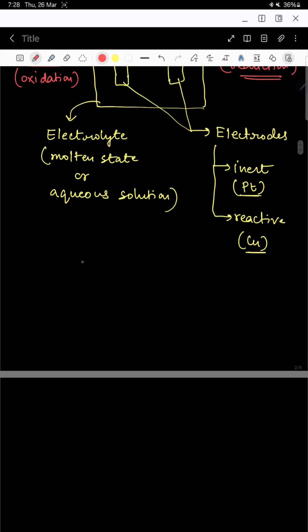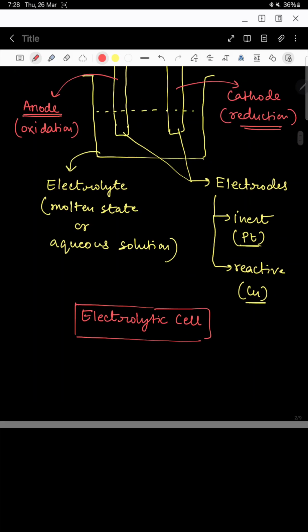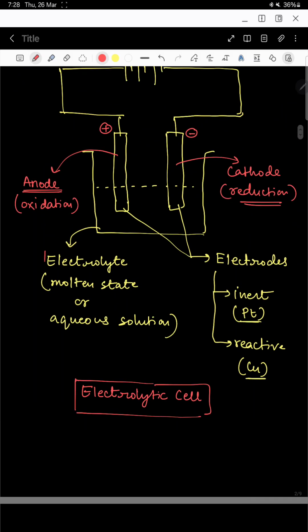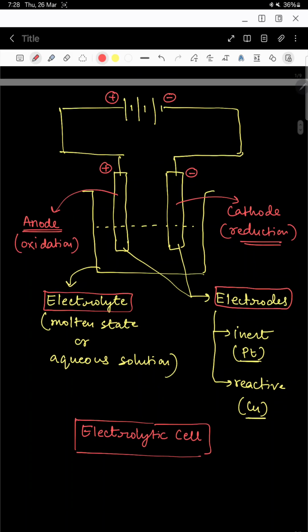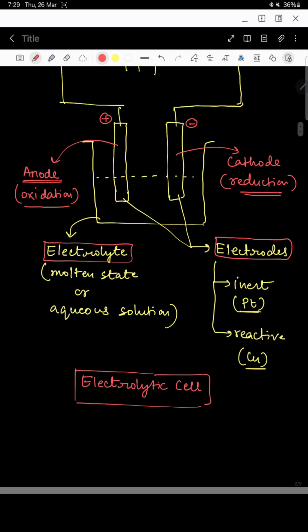So this setup is called an electrolytic cell. It has a few components. First one is the electrolyte, that can be in molten state or aqueous solution. The two rods are called electrodes. The one on the left hand side is the anode, that is positively charged, and oxidation takes place at the anode. The one on the right hand side is the cathode, that is negatively charged, and the reduction takes place at the cathode. So these are the components of an electrolytic cell.